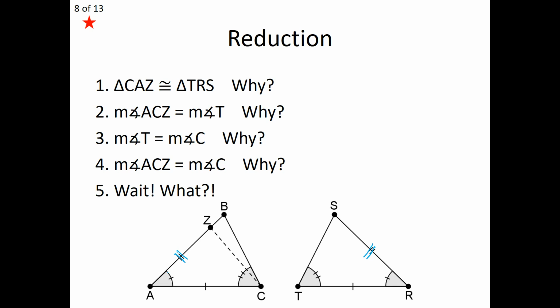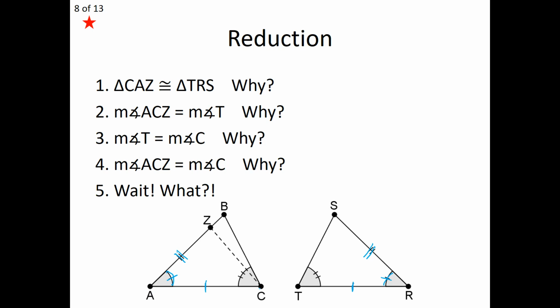From our given, we have that angle A and angle R are equal, and we have our sides RT and AC are equal, which means, guess what? We have a pair of congruent triangles by side, angle, side. So why do we know triangle CAZ is congruent to triangle TRS?